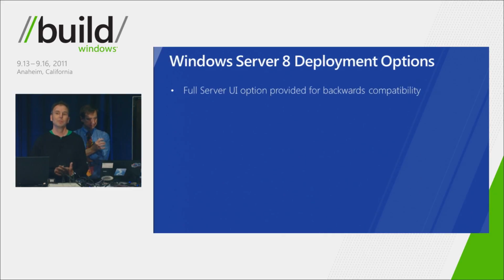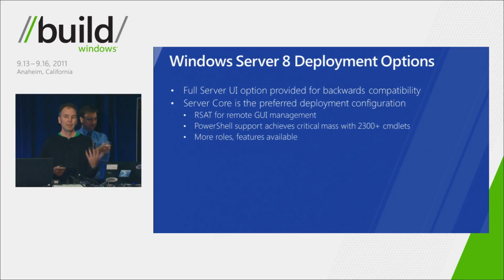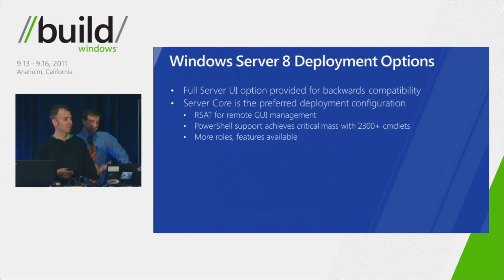So the Windows Server 8 deployment options, we have full server with the UI, much as we had in Server 2008 R2, and that's for backwards compatibility. So that gives you all the capabilities to run your apps locally, to run terminal services, as Jeffrey mentioned. Then we have Server Core as the preferred deployment option. So we've made some enhancements there that I'll talk about in a little more detail. RSAT, the remote server administration tools allow you to remotely manage your Server Core boxes. You saw earlier, if you were in the Windows Server session, Jeffrey demonstrated Server Manager Plus. So it allows you to manage more remotely and deploy roles remotely. You don't have to do things from the command line like you once had to.